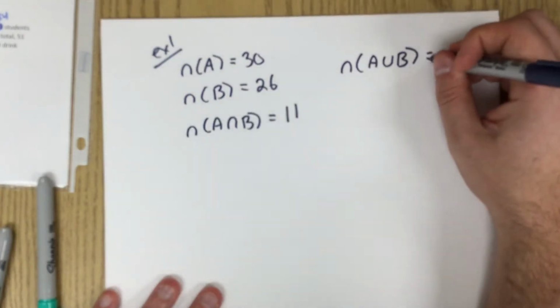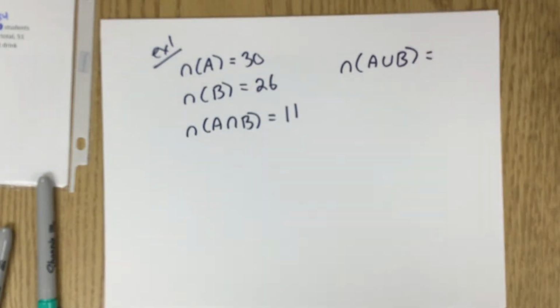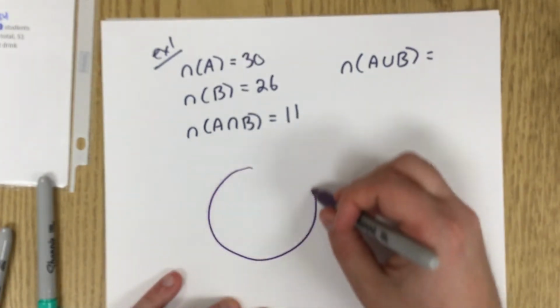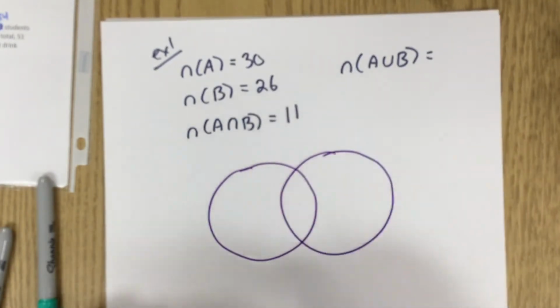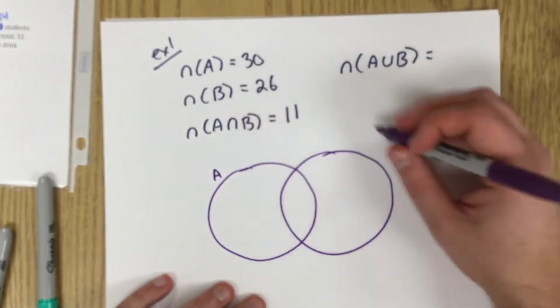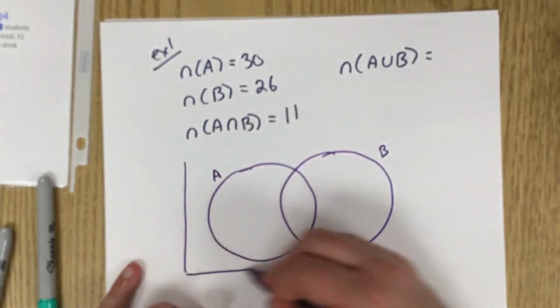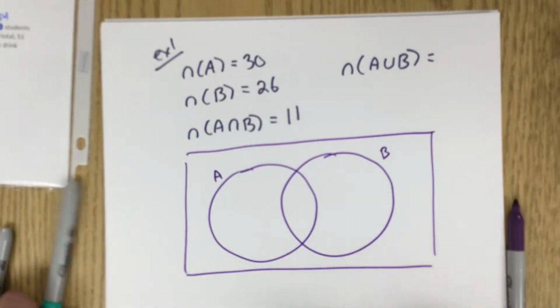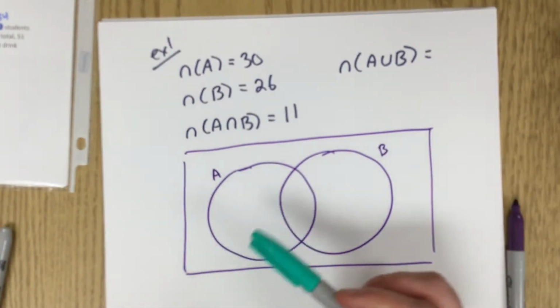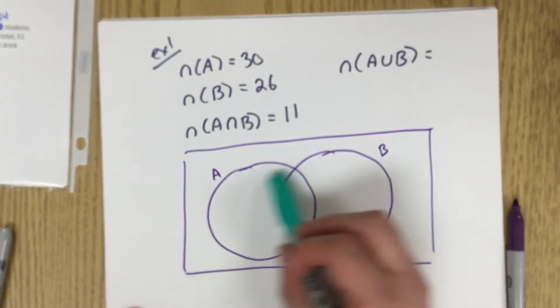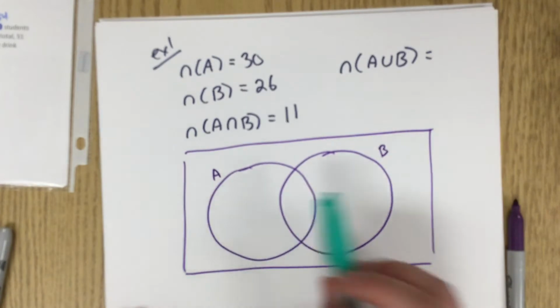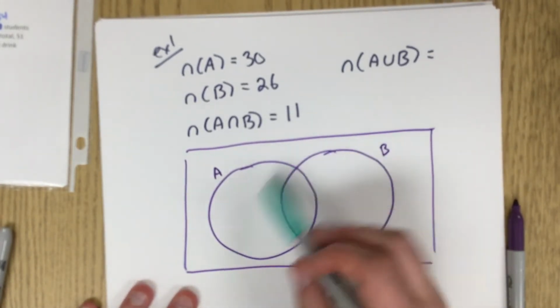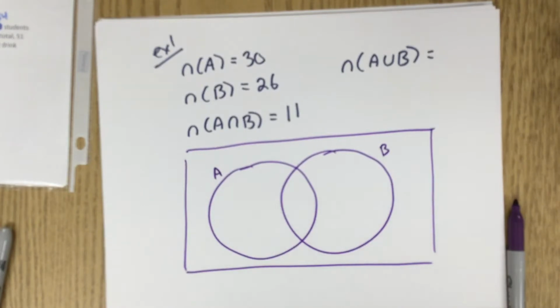Now, we could actually just plug it into the formula that you got before, but we're going to draw it out. So this is A, this is B. We may look at the 30, and where does the 30 go? You may feel that the 30 goes over here, but it does not. The 30 is A, so the 30 is actually both of these combined. And the B, similarly, is both of these combined. So we can't put the 30 or the 26 anywhere on this diagram. However, the 11 we can.